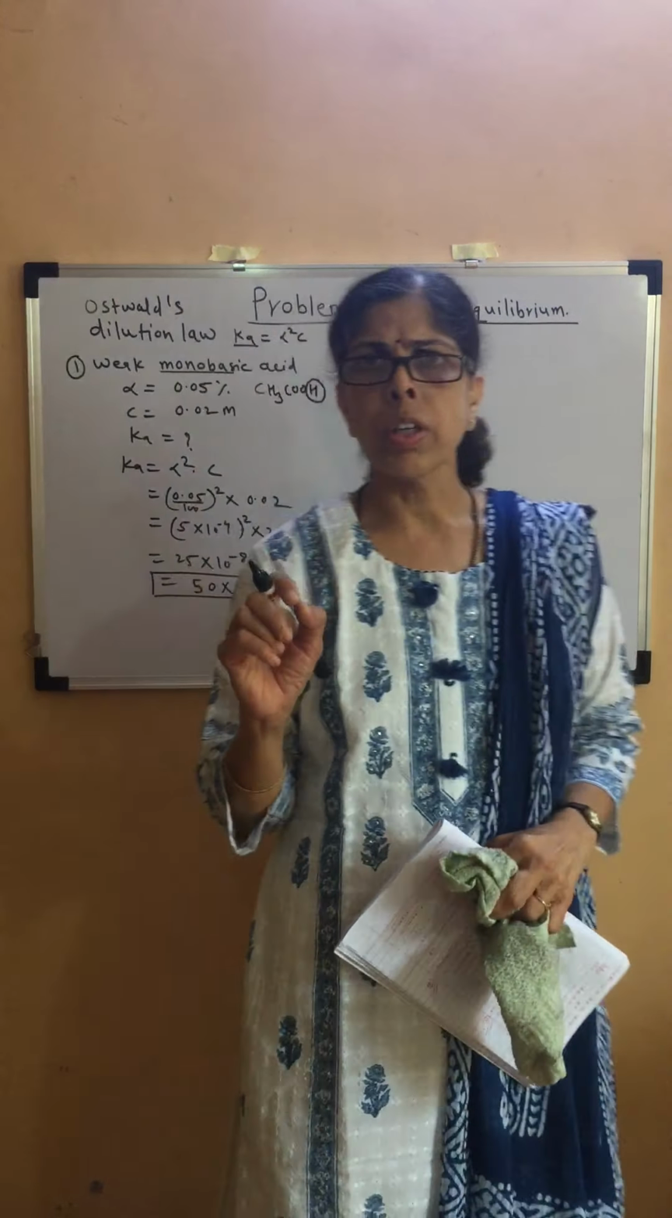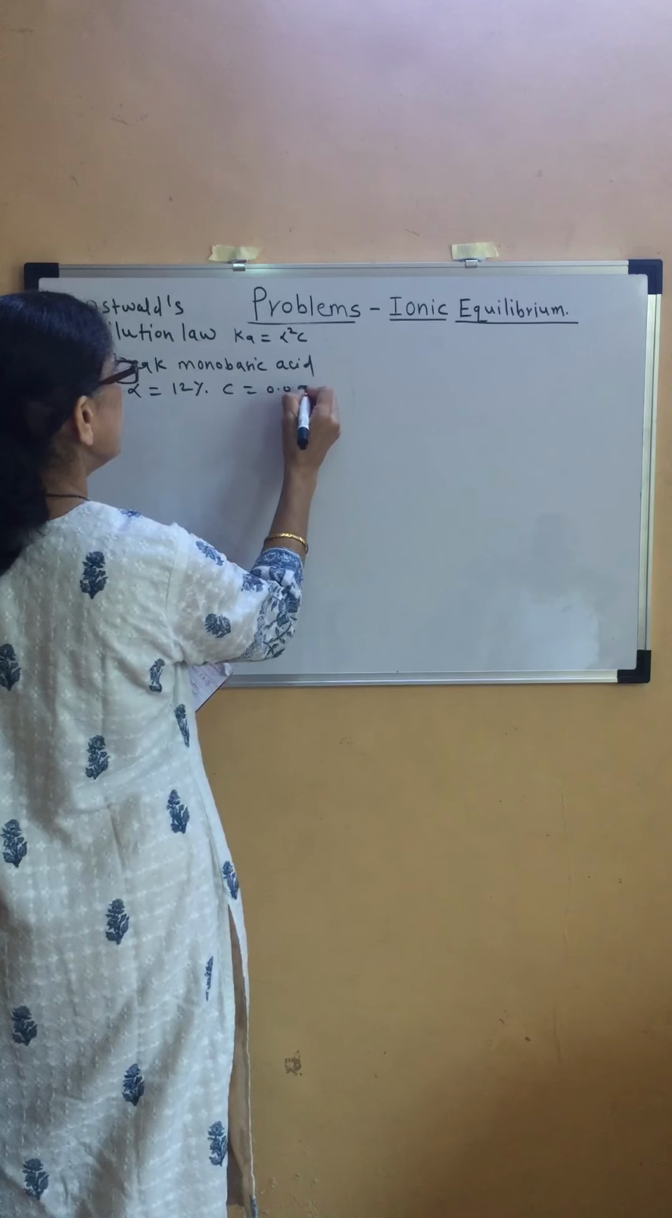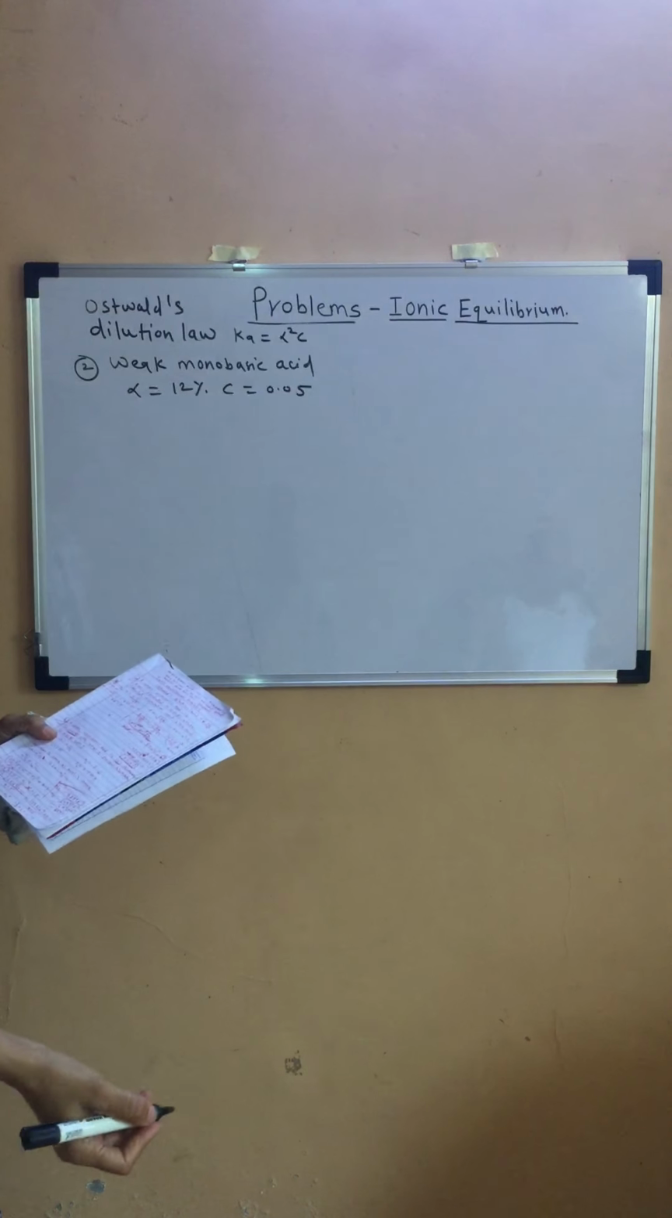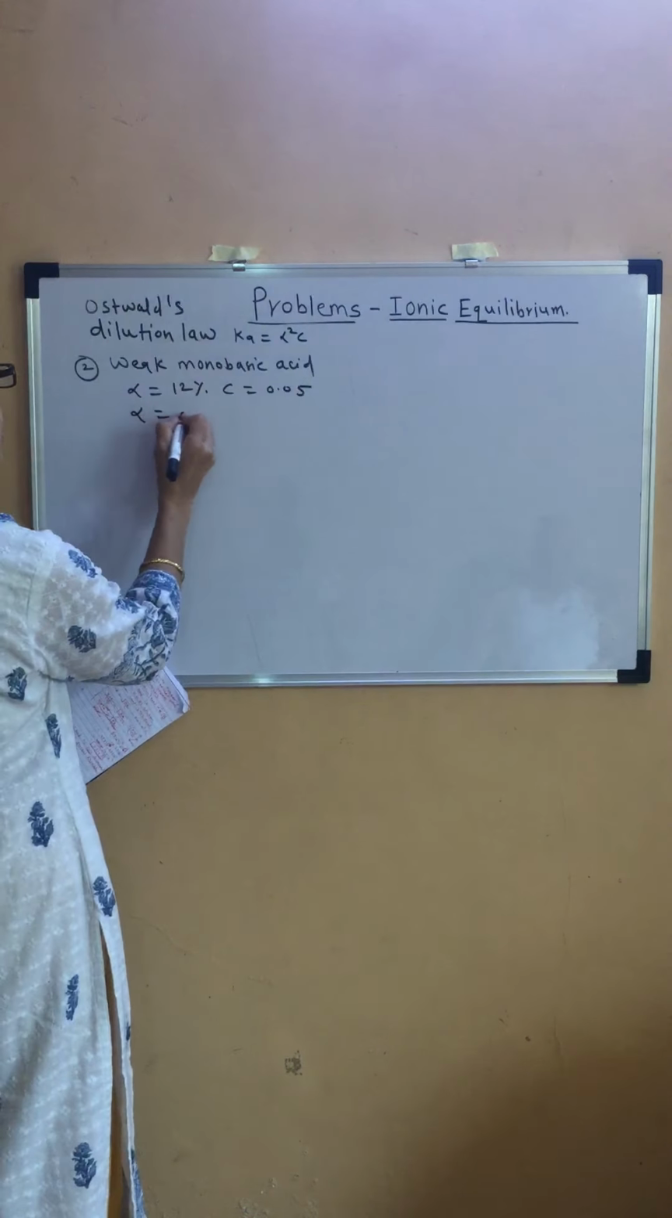It is 12% dissociated. It is given alpha is equal to 12% in 0.05 molar solution. So C is 0.05. What is alpha for the same acid in 0.15 molar solution? What is the problem? A weak monobasic acid is 12% dissociated if the concentration is 0.05 molar. If concentration is changed to 0.15 molar, what will be the degree of dissociation for the same acid?